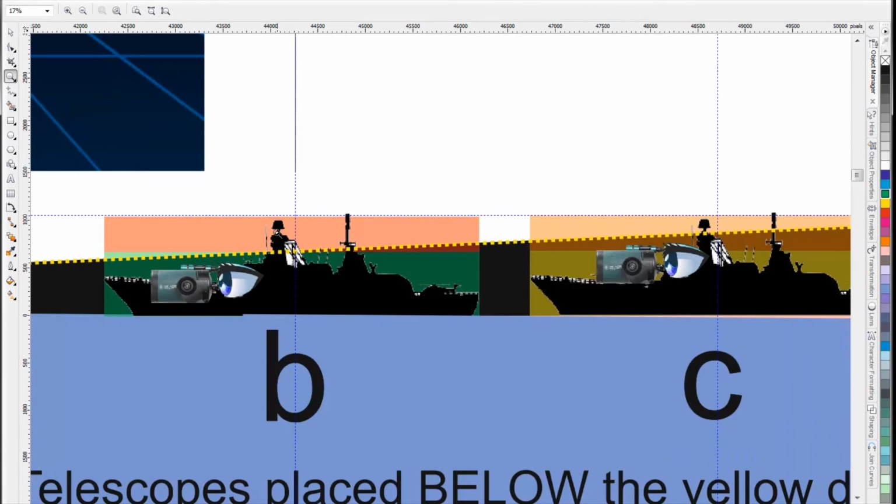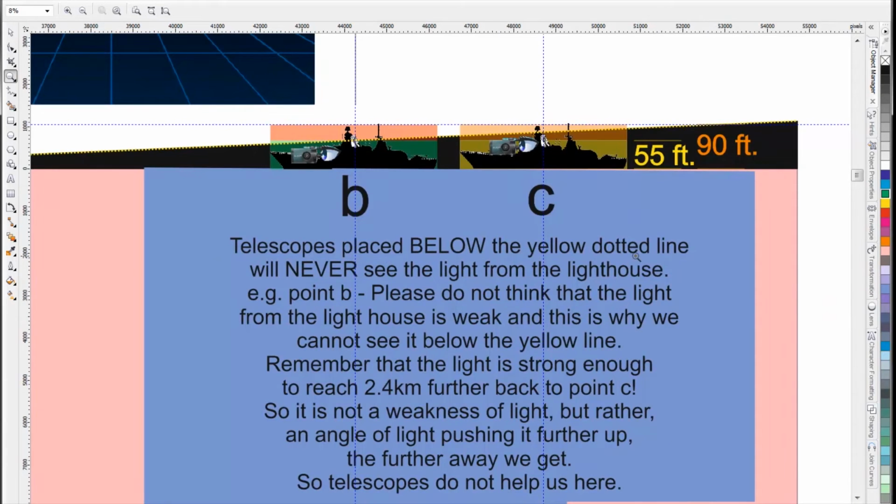If they are above the light line, the dotted yellow line, of course they will be able to see something. We have observers there that testify to seeing the light, also aloft at point C. But if we are under this line, if we are, for example, on the bridge at point C, do you think we will be able to see the lighthouse? Telescopes placed below the yellow dotted line will never see the light from the lighthouse.